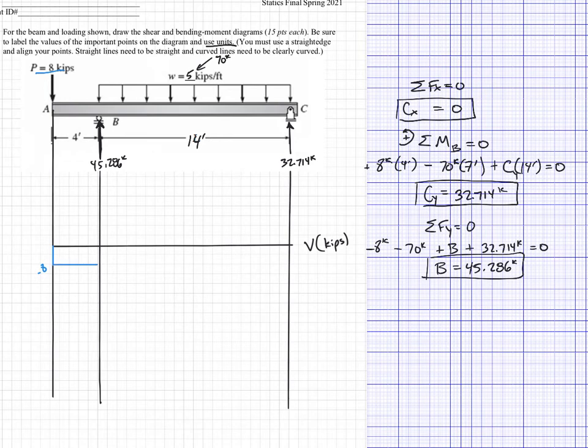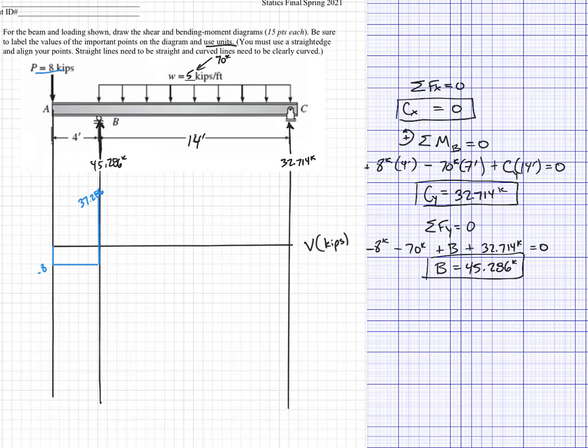Right, and then I'm going to go up 45.286. So that means I'm going to go up a lot, right? 45.286. And if I started at -8 and I went up 45.286, I'm going to end up at 37.286, assuming that my numbers are correct. I feel okay about it.